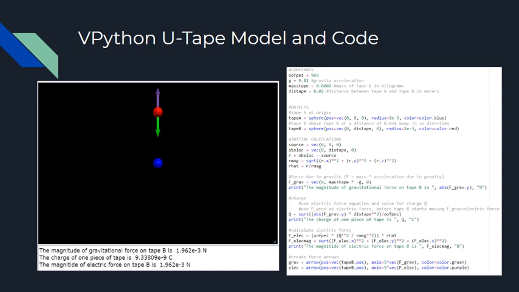Here is the code and computational model representing the two U-tapes, where the red particle represents tape B and the blue particle represents tape A. The purple arrow pointing upward denotes the electrical force exerted by tape A on tape B, while the green arrow pointing downward denotes the gravitational force exerted on tape B. The two forces are equal in magnitude but opposite in direction at the point right before tape B is about to float due to tape A. And the charge of one of the U-tapes was determined to be 9.3 times 10 to the negative 9 coulombs, as was previously calculated.